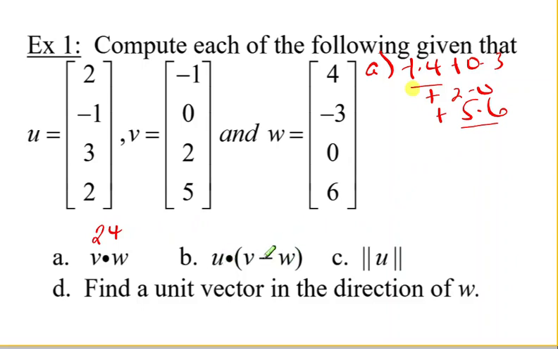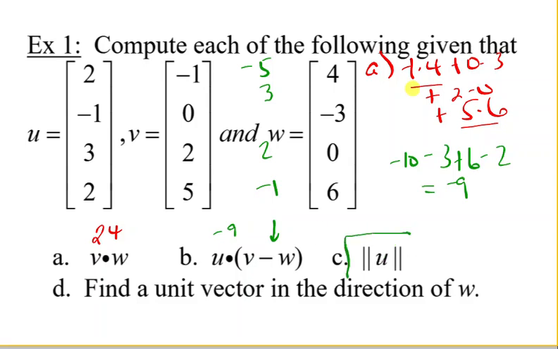And then we do v minus w. So v minus w is not a dot product. We can just subtract them because they are the same dimensions. V minus w is going to be -5, 3, 2, -1. And if I take this vector and take the dot product of it with itself, that is going to give me 25 plus 9 plus 4 plus 1. Okay? That's really all there is to that.